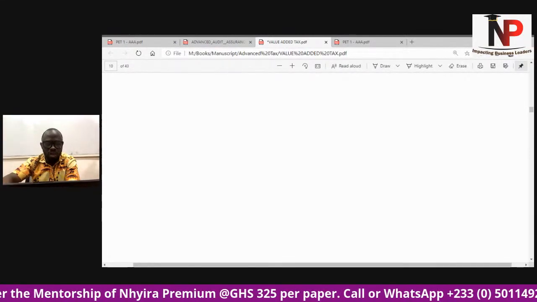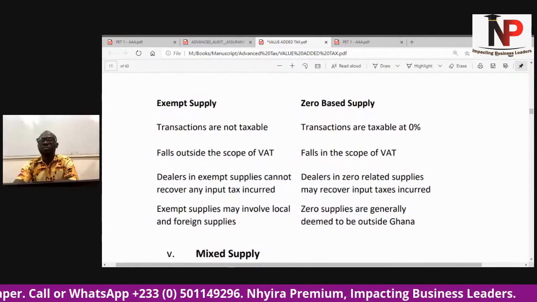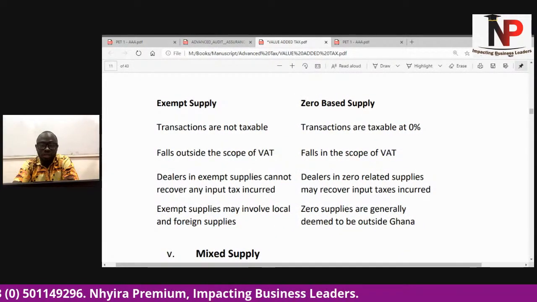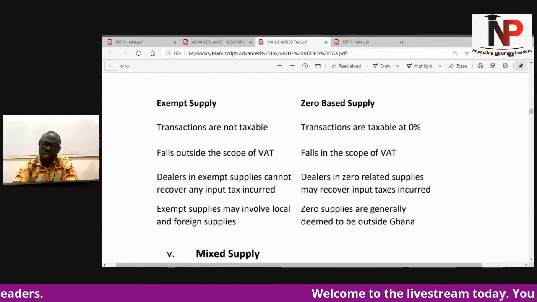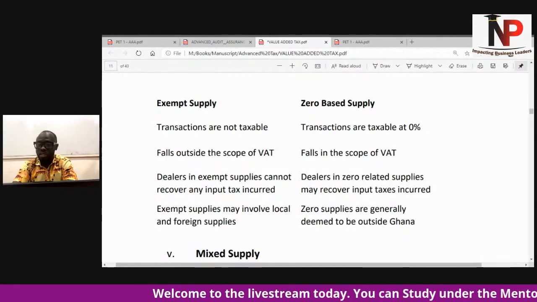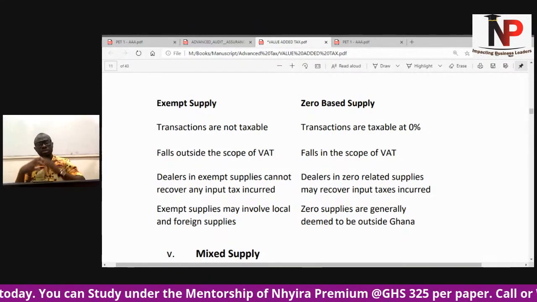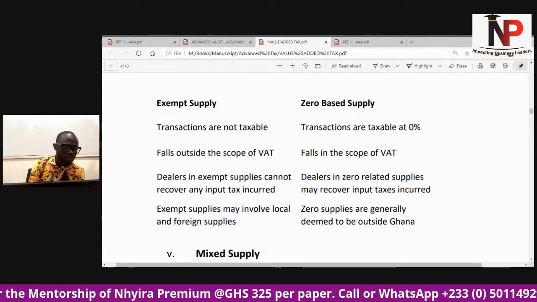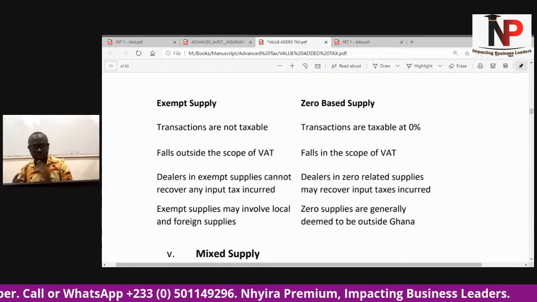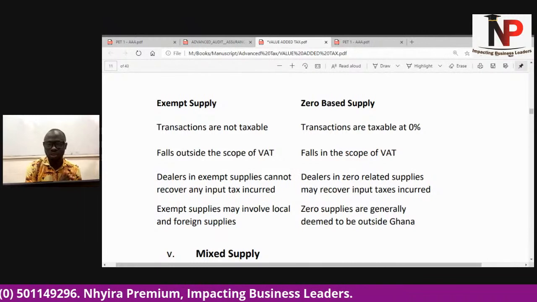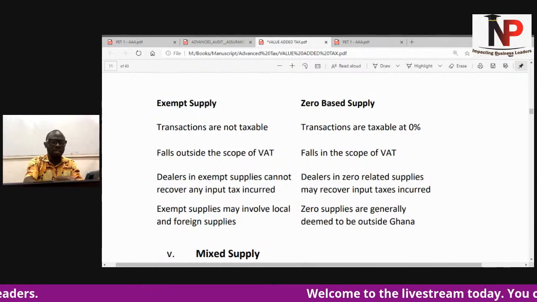So that is also what we need to understand about that. Now, before we look at the last type of supply, it'll be very important for us to draw some distinctions between exempt supply and zero-rated supply, because it looks like the same thing. Because at the end of the day, you're not paying anything. At the end of the day, you're not charging anything. But you've got to be careful about how the distinction actually works. You've got to be careful about the thin line between these two. Even though they may look alike, they aren't the same. So let's look at some of the differences between exempt supply and zero-rated supply.